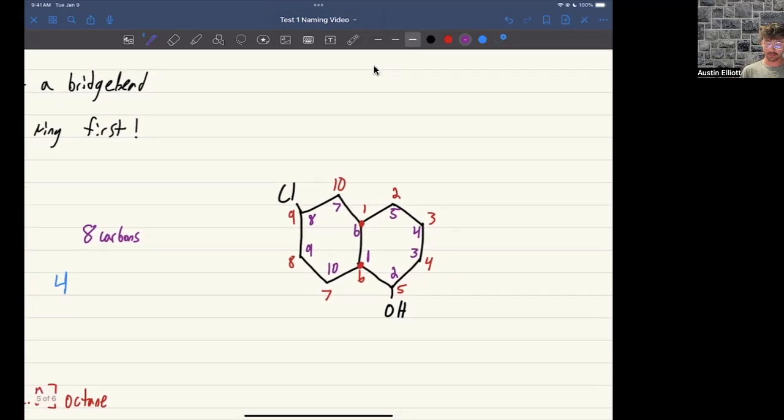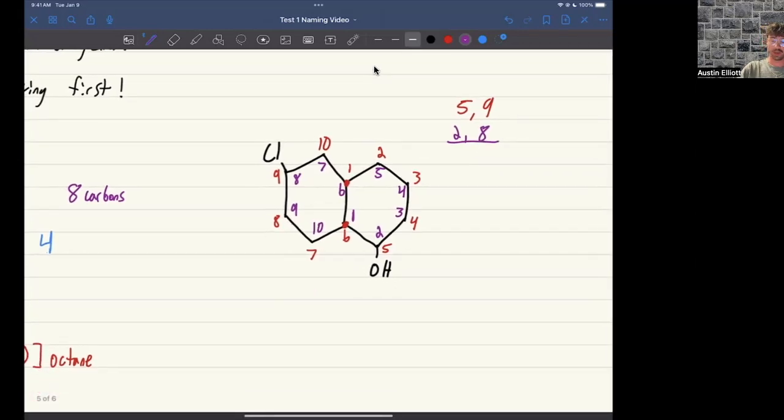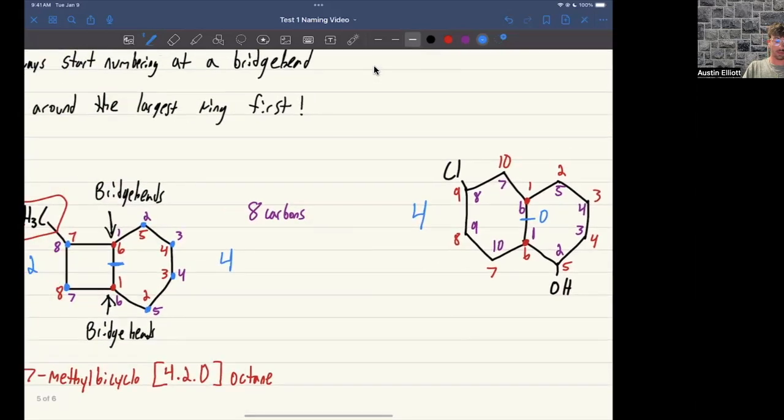So with that, we have to look at our numbers. So we either have a 5, 9 system for our groups, or we have a 2, 8. And so automatically we know that alcohols are that priority functional group. So our 2, 8 group is going to win, but it's lower and also it gives the alcohol the lowest number possible. So we're going to go with that. But first we're going to look at the number of carbons. So each of these has 4 on the outside. Once again, with nothing in the middle, right there.